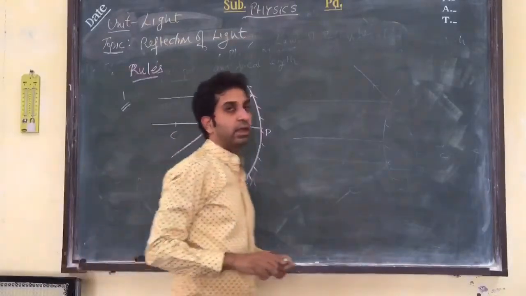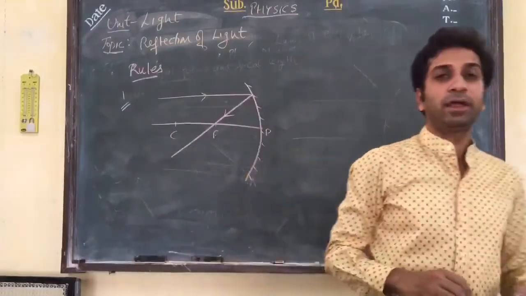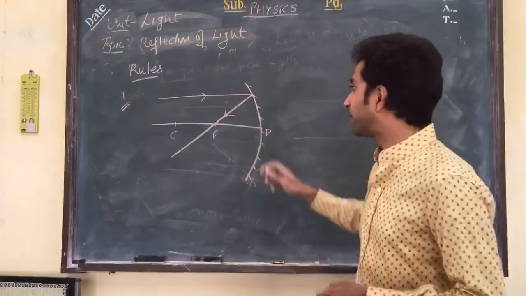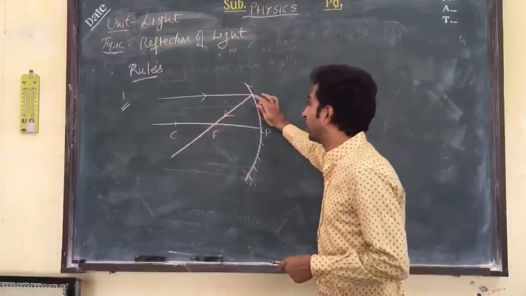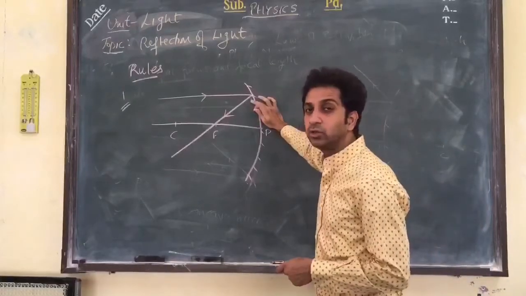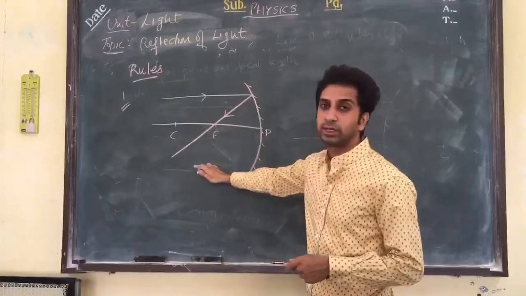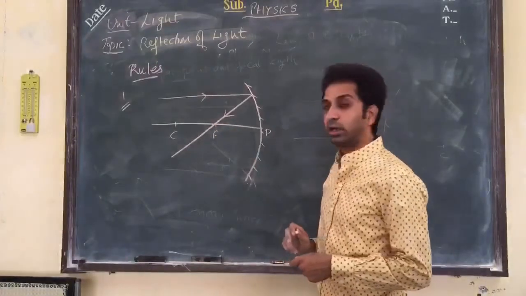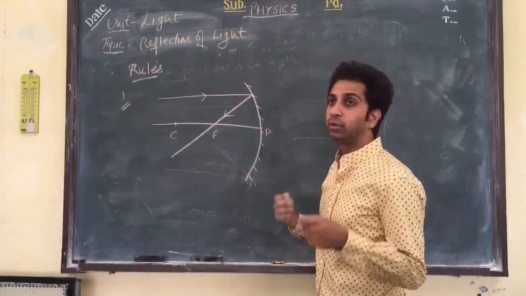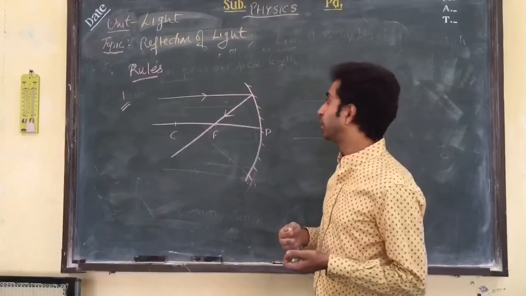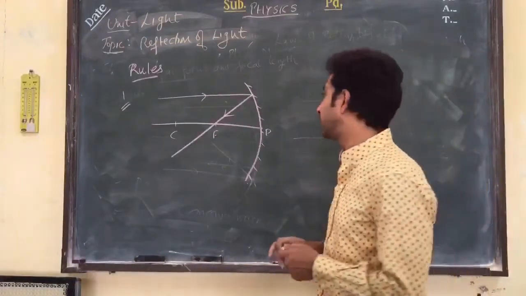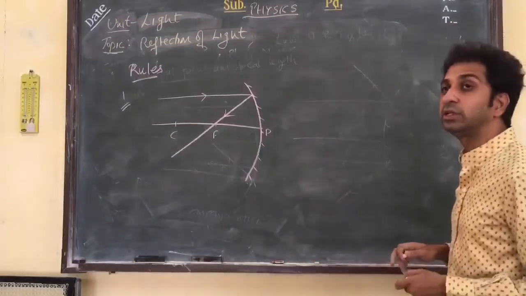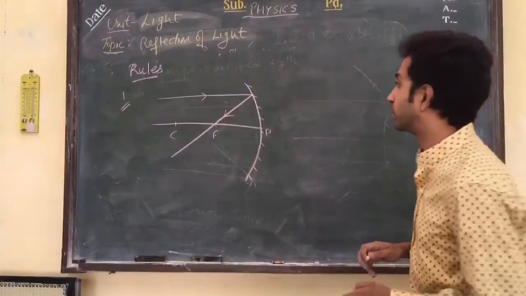I am repeating again rule number 1: if a ray of light is traveling parallel to the principal axis, then after reflection the ray tends to pass through the principal focus. So this is the first rule which will help you draw the ray diagrams, right? This is the first concept. If a ray of light is traveling parallel to the principal axis, then after reflection it will pass through the principal focus.